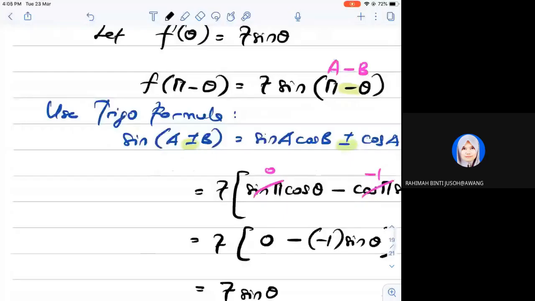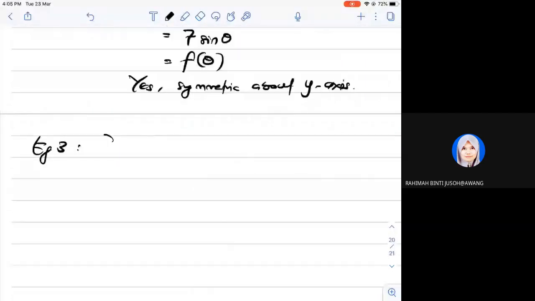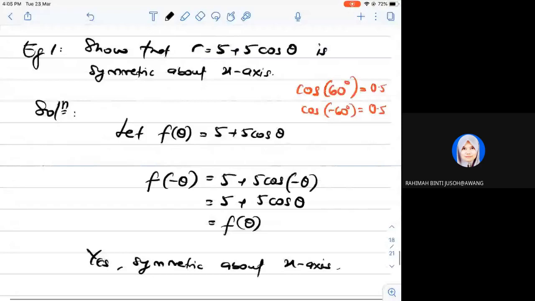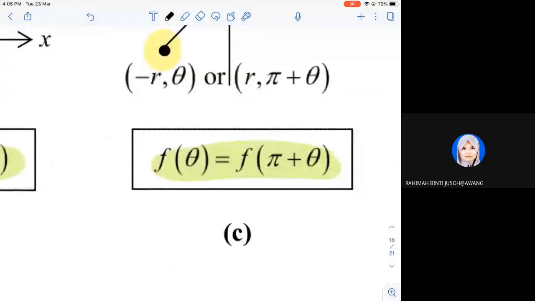Alright. Okay. So last example kita buat untuk about the polar pula. Show that r equals to 5 cos 2 theta is symmetric about the pole. So bila about the pole, ni formula dia. You kena showkan f theta sama dengan f pi plus theta. Okay. So jom kita solvekan soalan ni.